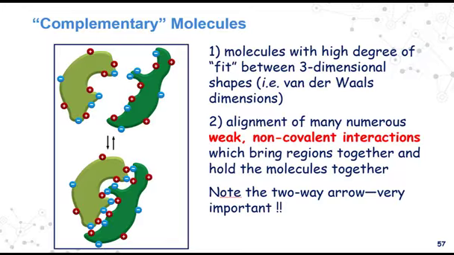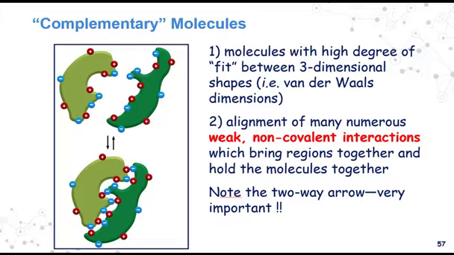Yes, the two-way arrow. That's fundamental. It represents the fact that these interactions are reversible. Not permanent. Exactly. Unlike a strong covalent bond that really locks things together, these non-covalent interactions are designed to be formed and broken relatively easily. Molecules associate, they interact, and then they dissociate. Bind, release. Bind, release.